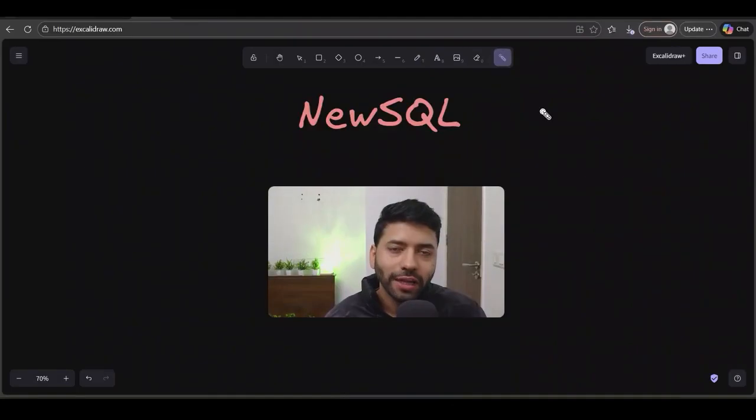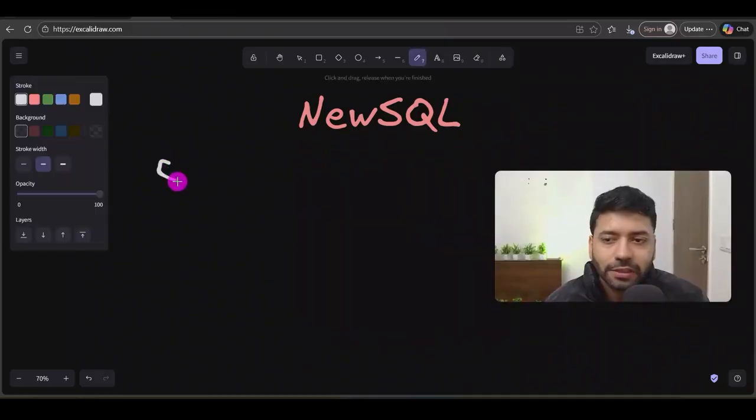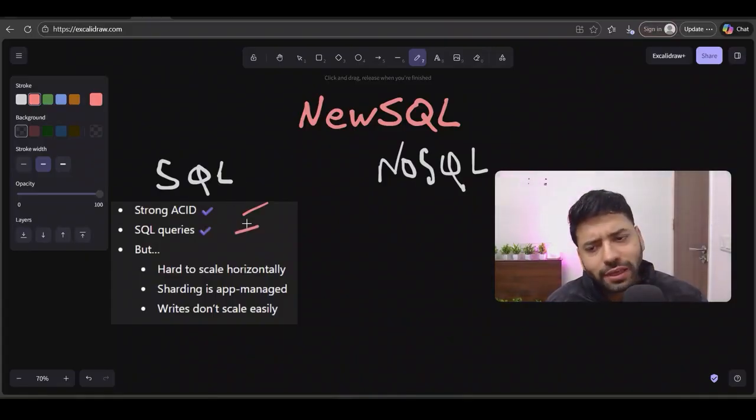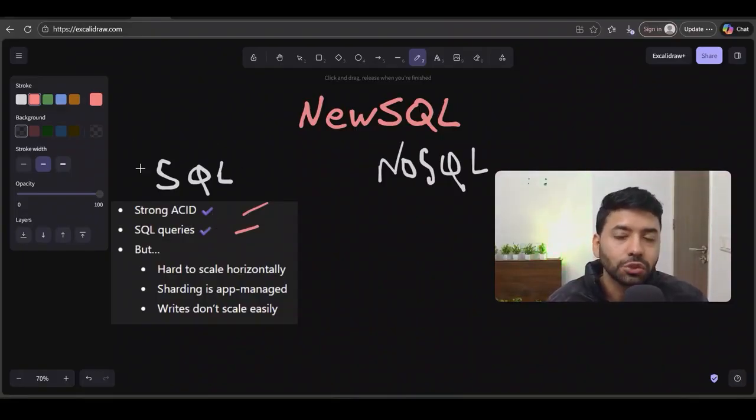Now let's discuss some of the concepts which may be asked in the interviews. One of those is NewSQL. We discussed SQL first, and then we also talked about NoSQL. In SQL we get strong ACID support: atomicity, consistency, isolation, durability. We have rich SQL queries, normalization, joins, and much more. But SQL is majorly used for strong ACID and strong consistency, which is why it's used for financial transactions and banking apps.